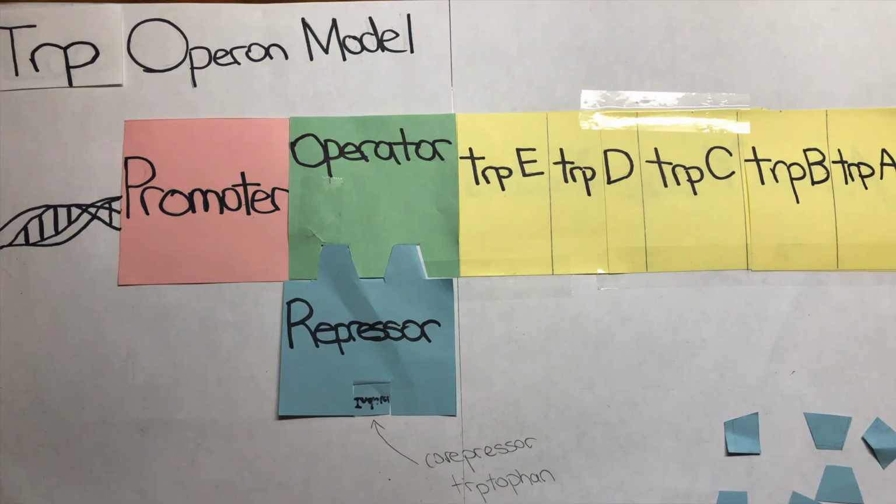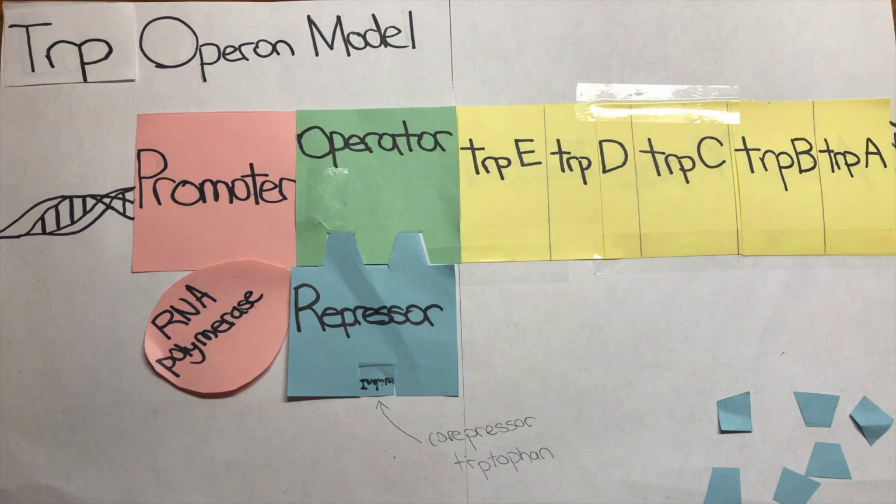Tryptophan acts as its co-repressor when it binds to the repressor. Thus, the activated trp repressor binds to the operator and blocks the attachment of RNA polymerase to the promoter. As a result, transcription cannot occur. This creates a cycle maintained at equilibrium. The production of tryptophan is inhibited only when tryptophan accumulates in the cell.